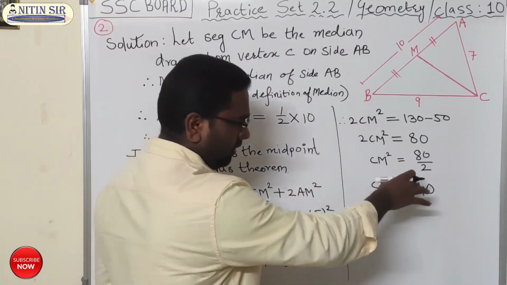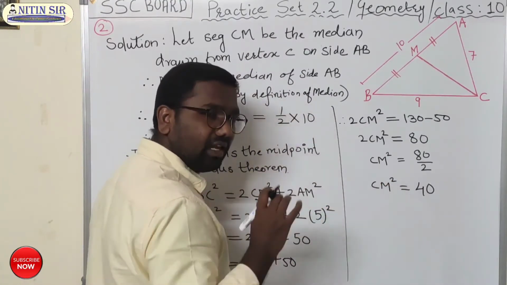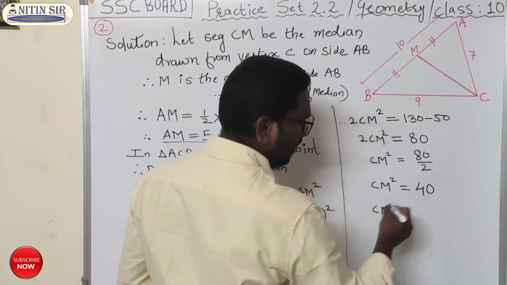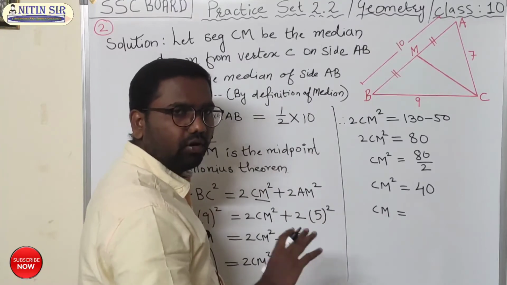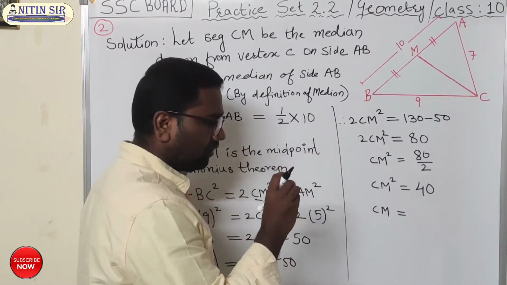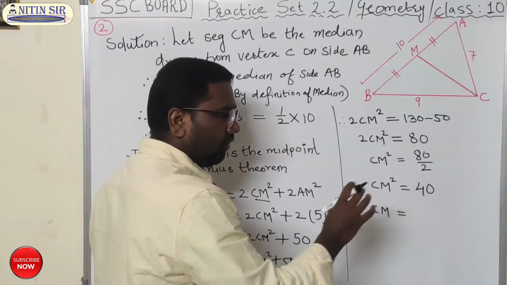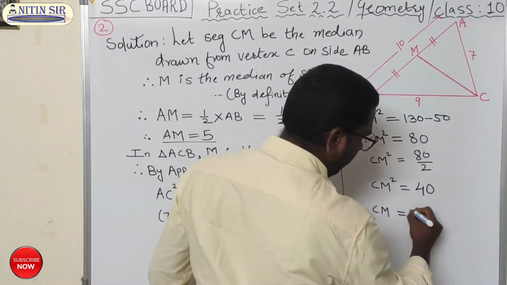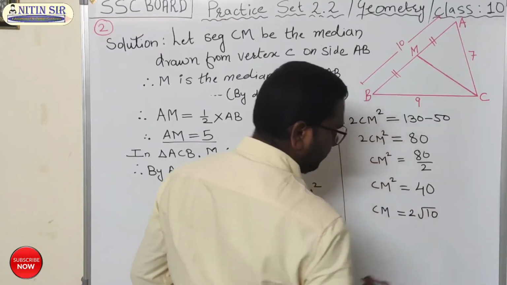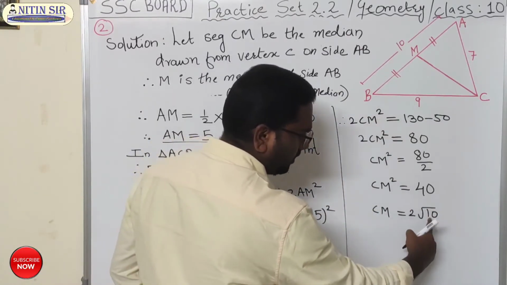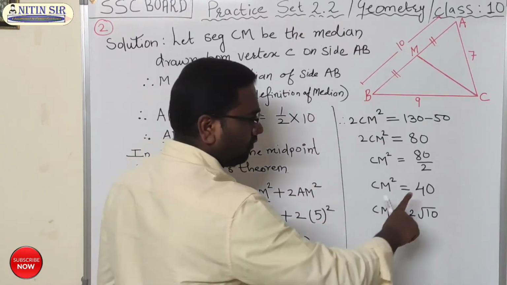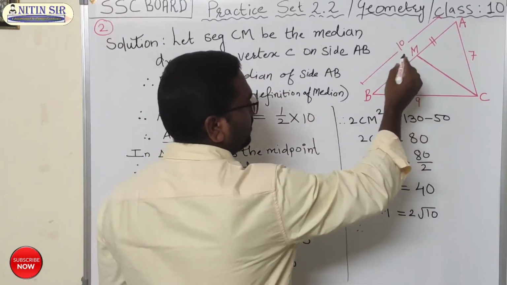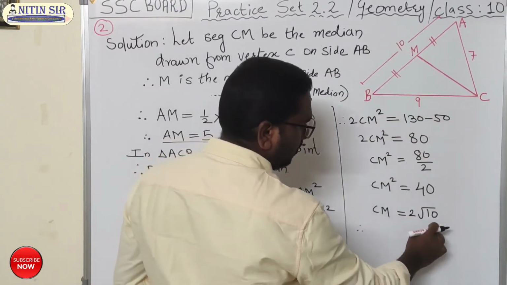What we have to do, we don't want CM square, we want CM. So we will take the square root. So CM is equal to, see, 40 means 2 2s are 40 or 10 4s are 40. But we should find a number whose square root comes out. So what we will do, in square root we will write 2 root 10. Means what? 2, when it goes inside, it becomes 4. 4 into 10, 40. So 2 root 10. Therefore we can say CM is the median and the value of the median is 2 root 10.